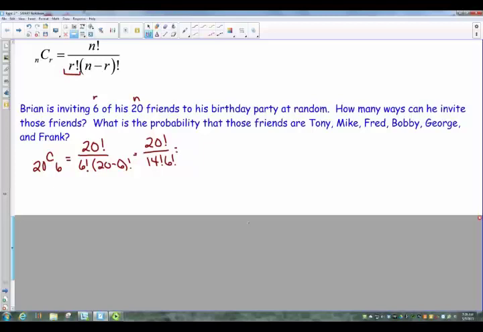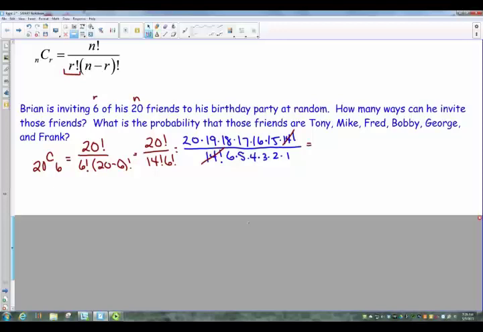All right, from here, you can use some of that same logic we did before. Now I'm going to go 20 times 19 times 18 times 17 times 16 times 15 times 14 factorial. I'm going to stop right there because in my denominator I have a 14 factorial. And then I still have a 6 times 5 times 4 times 3 times 2 times 1. Okay, so don't forget you have both parts. So this 14 cancels out.